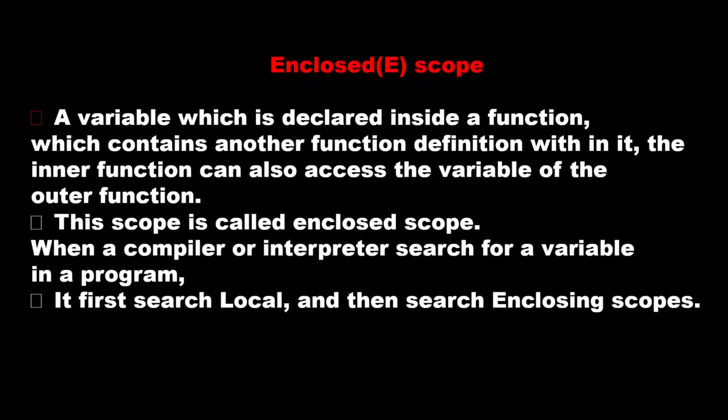We have already discussed the hierarchical order. So the first preference is given to the local scope variable. Second preference is given to the enclosing scope variable, enclosed scope variables. So in a program, the first value we get will be the value of the local scope variable, then the enclosed scope variable, and then the remaining scopes.